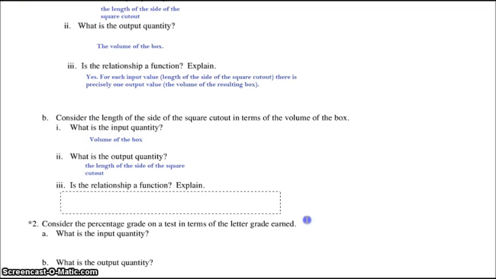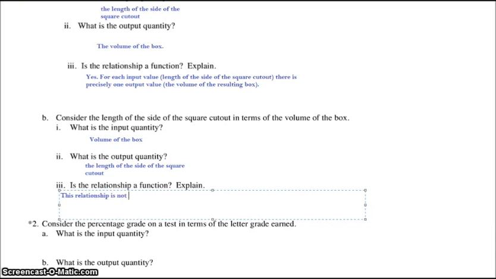So this relationship is not a function because for some values of the input quantity, which is volume in this case, there are more than one possible values for the output quantity, length of the side of the square cutout.